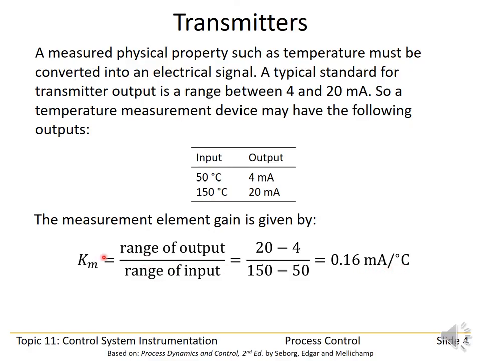As for a process, the measurement gain has units of the output variable divided by the input variable. In this case, it's the electrical signal units divided by the units of the process variable that's being measured. So for each 1 centigrade increase in the measured temperature, the electrical signal value increases by 0.16 milliamps.